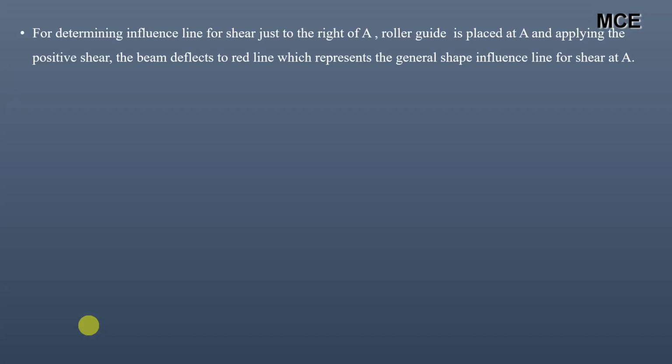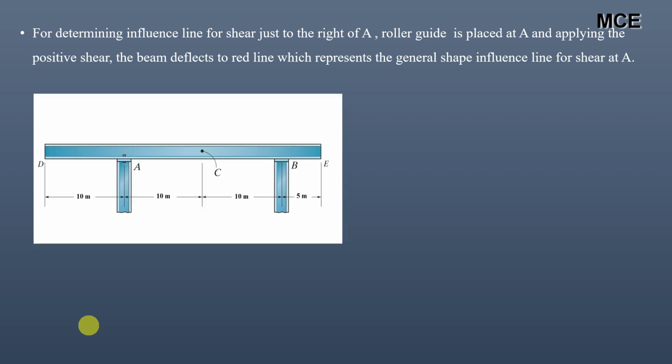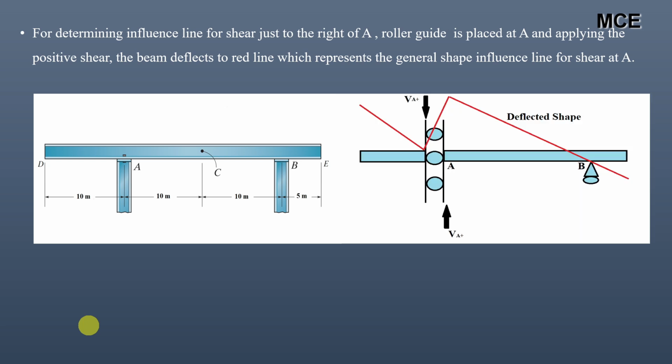After that, you have to find the influence line for the shear just to the right of A. For that, you will replace the pin at A by a roller guide and then apply the positive shear. The beam will deflect to the red line, which represents the general shape for the influence line for shear at A. This portion will go down and this portion will go up. This deflected shape is the general shape for the influence line for shear at A.